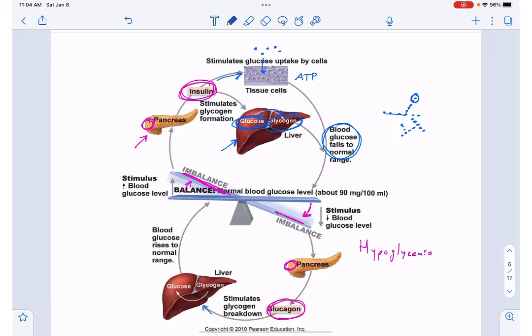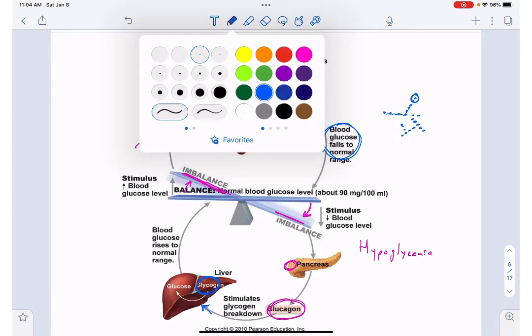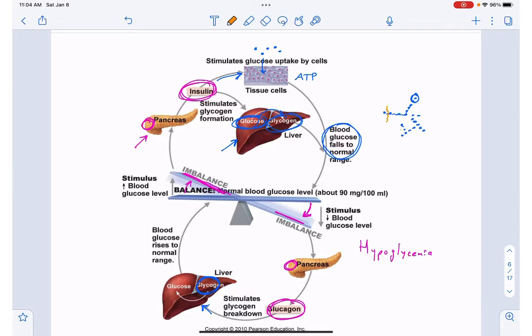Well, it's going to act on the liver, and it's going to take this glycogen that we made during times of high blood sugar, and it's going to cause the liver to take individual glucose units and break them off of that glycogen and then move that glucose into the blood. So it's causing the breakdown of glycogen into individual glucose units and causing that glucose to be shipped out into the blood. And that's going to raise blood sugar. And again, this is a good example of a humoral stimulus where low blood sugar stimulates the release of glucagon from the pancreas.